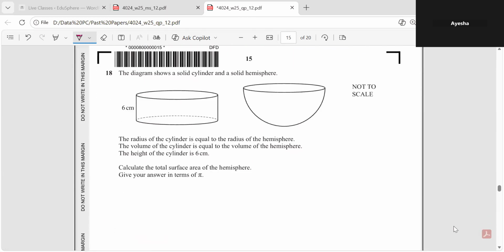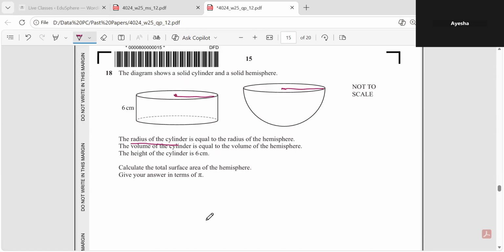Now another question is that the diagram shows a solid cylinder and a solid hemisphere. The radius of the cylinder is equal to the radius of the hemisphere. And the volume of the cylinder is equal to the volume of the hemisphere. The height of the cylinder is given as 6 centimeters. Now these are the conditions. The radius of the cylinder is equal to the radius of the hemisphere. These radii are equal, and the volume of the cylinder is also equal to the volume of the hemisphere.